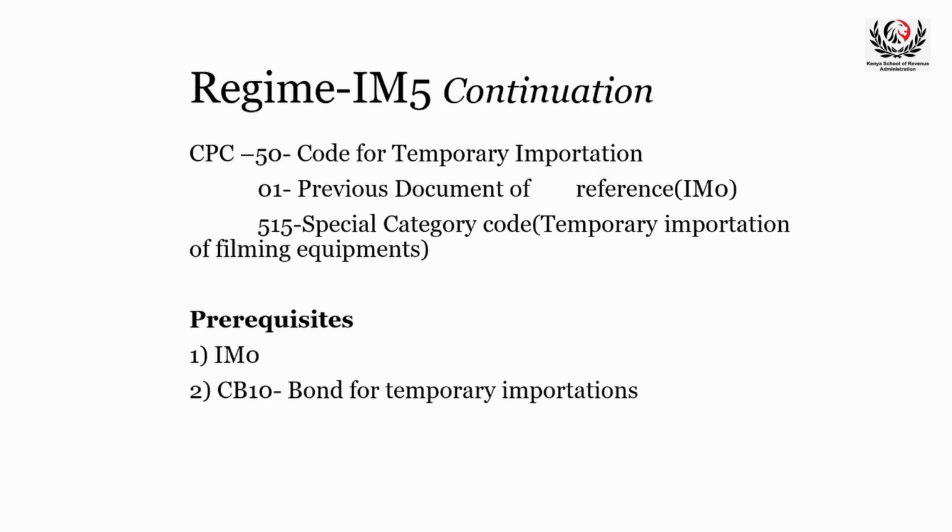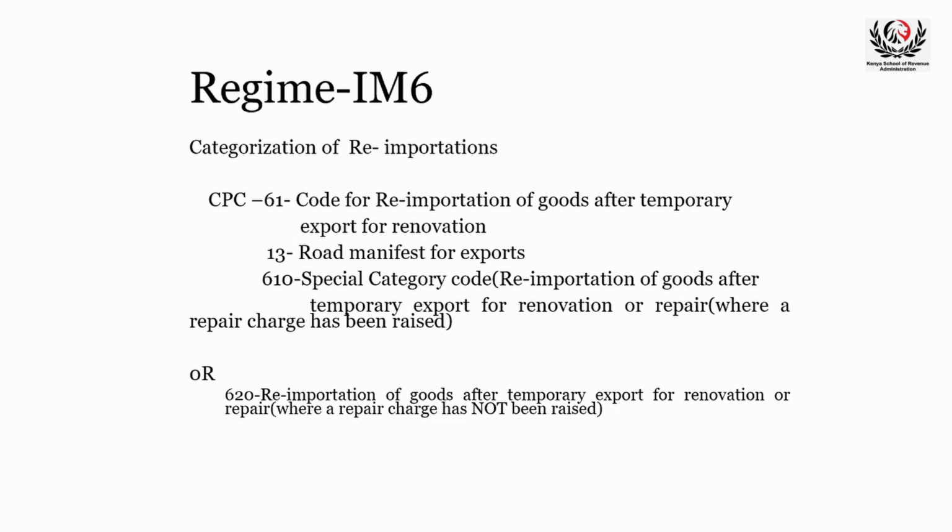So before you do your IM5, you need to have these prerequisites. You need to have your IM0, and more importantly, you need to have executed a CB10, which is a board for temporary importation. When you go to the other regime, which is the importation, here we have exported goods and then they are coming back to the country.